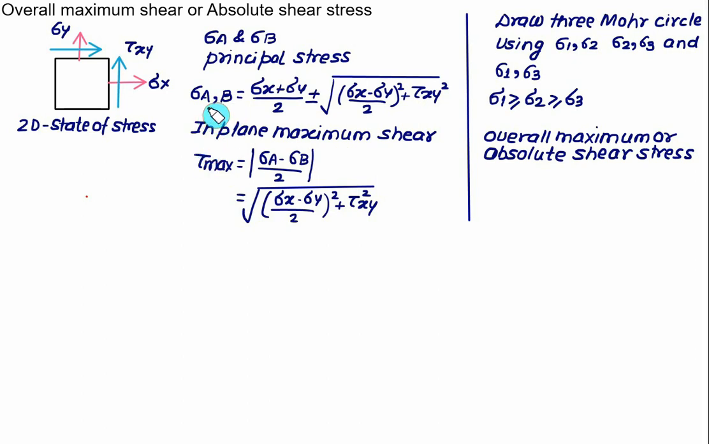Now depending upon the values of sigma A and sigma B, you have to arrange them as sigma 1, sigma 2, sigma 3. In this case, sigma 1 is the largest value and sigma 3 is the lowest value. So naturally, the Mohr circle obtained by sigma 1 and sigma 3 will be the largest Mohr circle, having the highest diameter. In that case, the overall maximum shear, or absolute maximum shear, is defined as tau absolute maximum equal to the modulus of sigma 1 minus sigma 3 divided by 2.